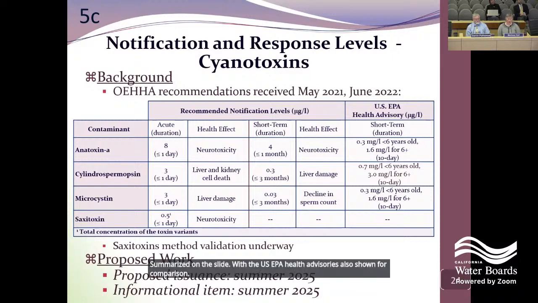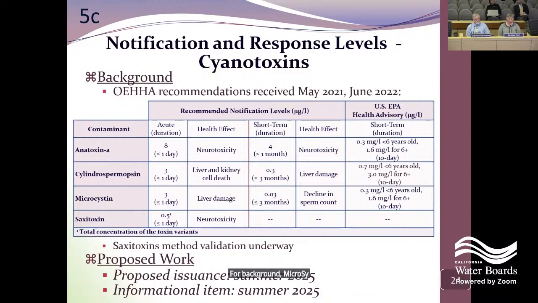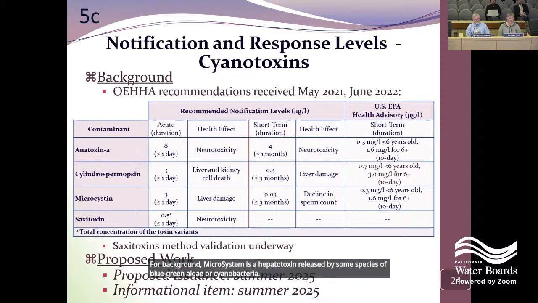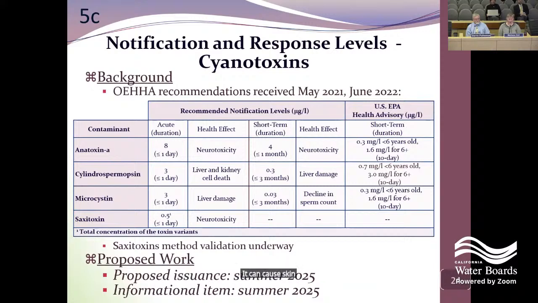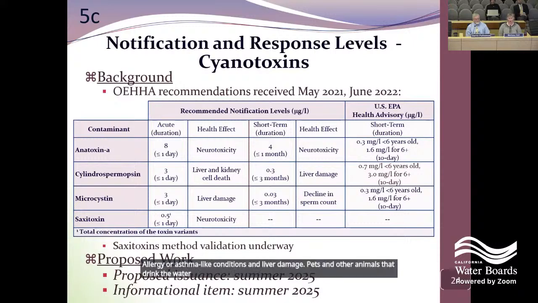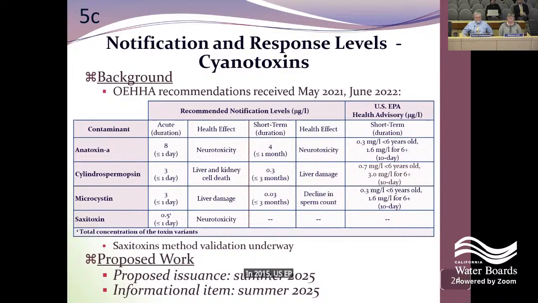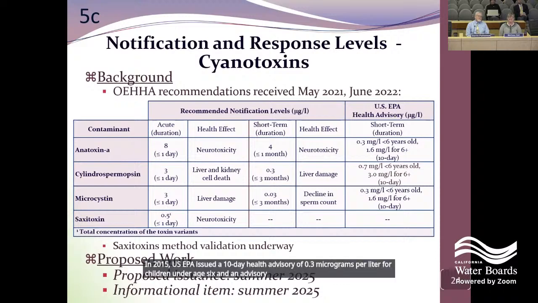For background, microcystin is a hepatotoxin released by some species of blue-green algae or cyanobacteria. It can cause skin conditions such as rashes, hives, or blisters, gastrointestinal symptoms, allergy or asthma-like conditions, and liver damage. Pets and other animals that drink the water can also be sickened by this toxin. In 2015, US EPA issued a 10-day health advisory of 0.3 micrograms per liter for children under age 6 and an advisory of 1.6 micrograms per liter for adults and older children.